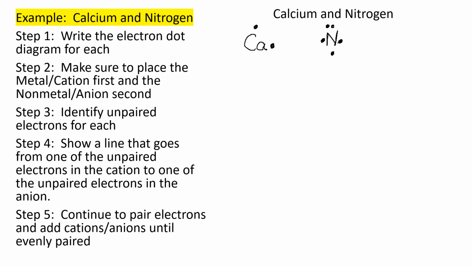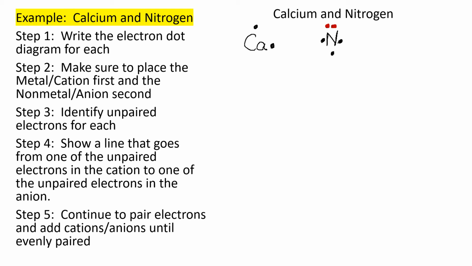Step 3: identify any unpaired electrons. So let's look at the ones that are paired already, and those are the ones we don't want to touch. So here's nitrogen. These guys are paired. We want to leave them alone, so I'm going to color them in red so we know to leave them alone. But we see that calcium has 2 electrons that are unpaired, and we see that nitrogen has 3 electrons that are unpaired. So let's see what it says for the following step.